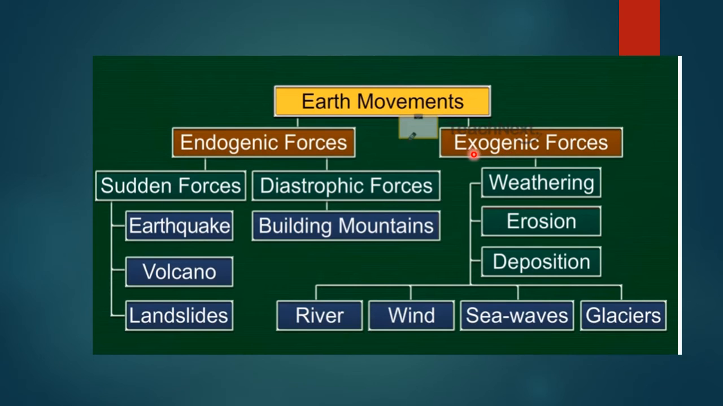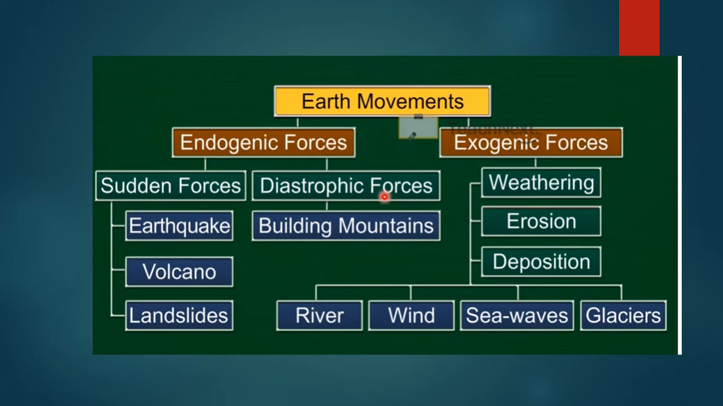Now, due to the internal forces acting inside the earth, two types of movements take place. One is sudden and cannot be predicted. This leads to natural disasters like earthquakes, volcanoes, and landslides. And some are diastrophic forces, which means very slow movement. We don't come to know, but this slow movement creates new kinds of features on the earth, like the building of mountains or rift valleys. This is happening due to the internal forces working inside, due to the continuous circular motion of the molten magma.